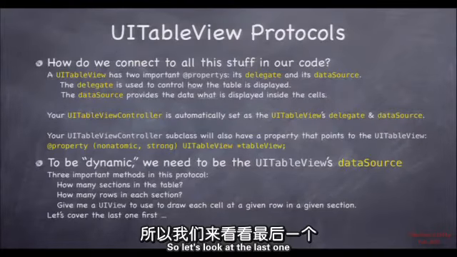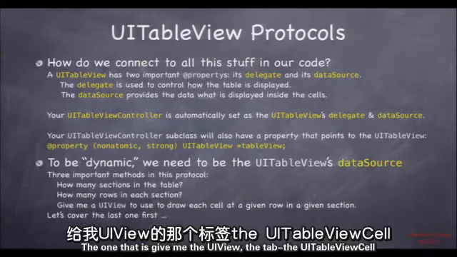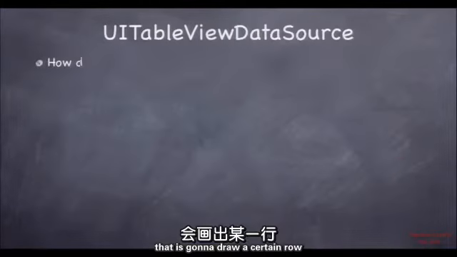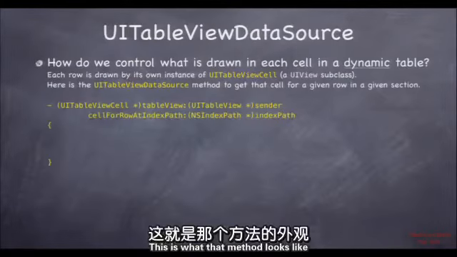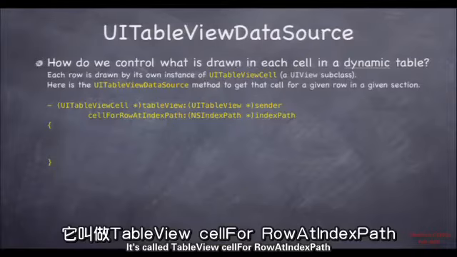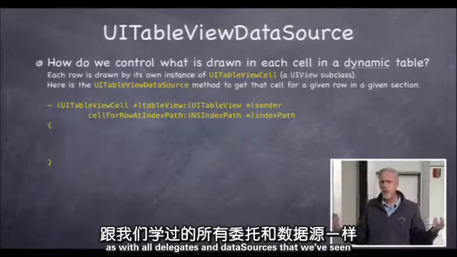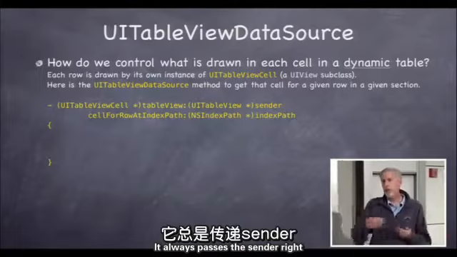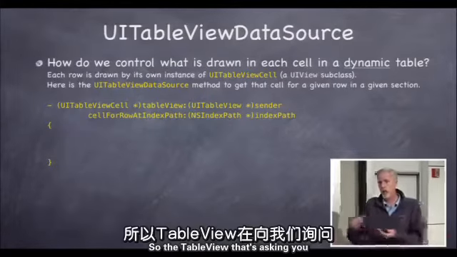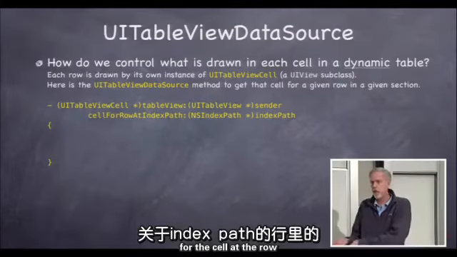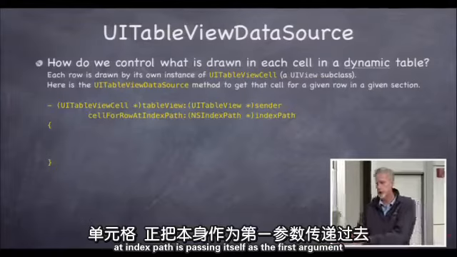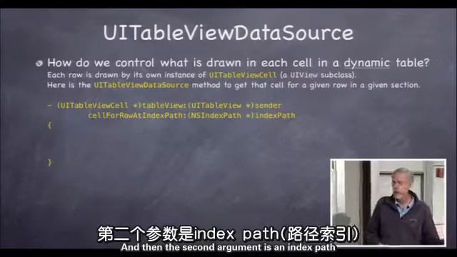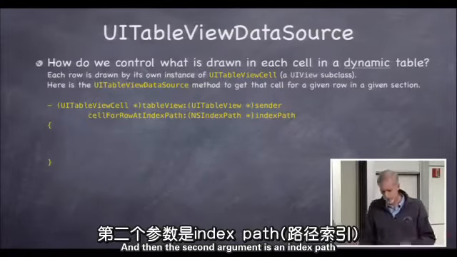So let's look at the last one, the one that is, give me the UI table view cell that is going to draw a certain row. This is what that method looks like. It's called table view cell for row at index path. As with all delegates and data sources that we've seen, it always passes the sender. So the table view that's asking you for the cell at the row at index path is passing itself as the first argument. And then the second argument is an index path.